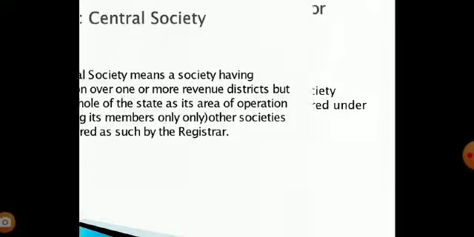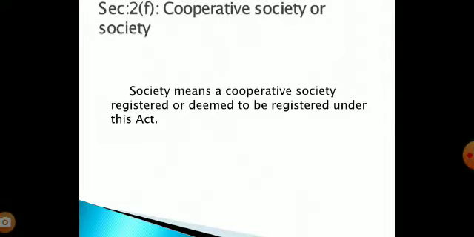Okay. And the next one, cooperative society or a society. In different parts of this Act, the term society is used. Wherever this term society is used, that means a cooperative society registered or deemed to be registered under this Act. Section 2(f) defines the cooperative society or a society.